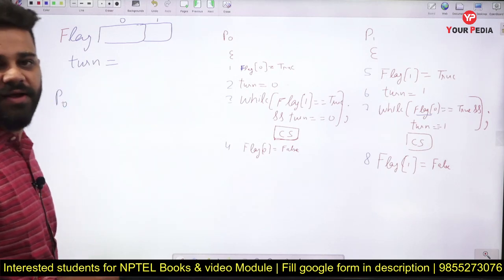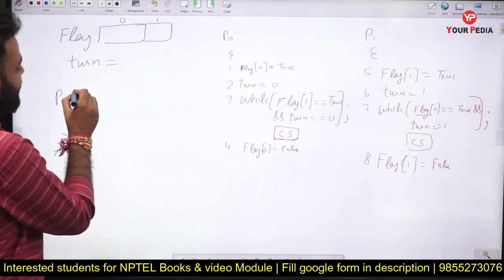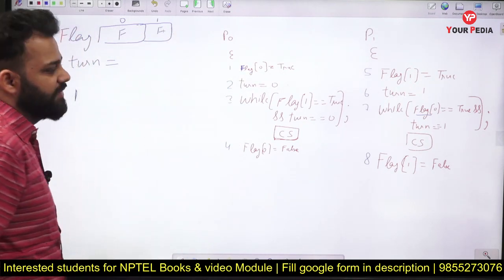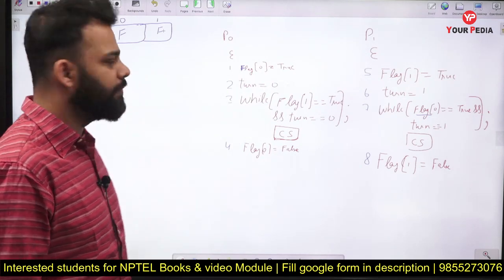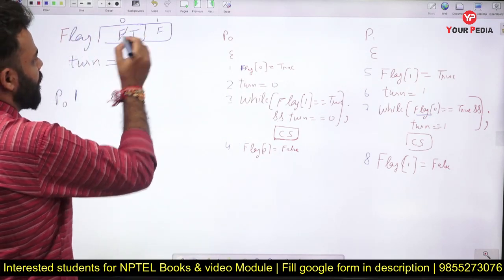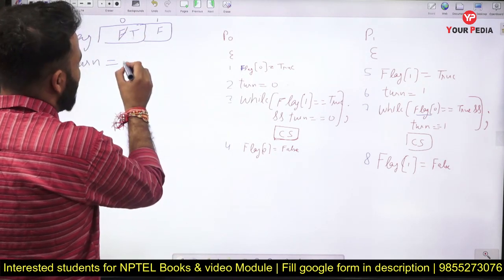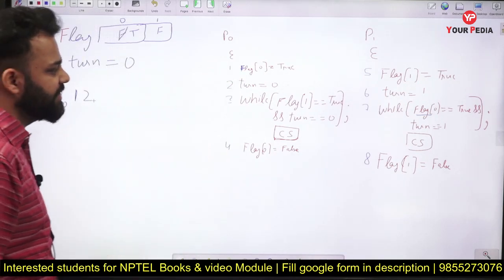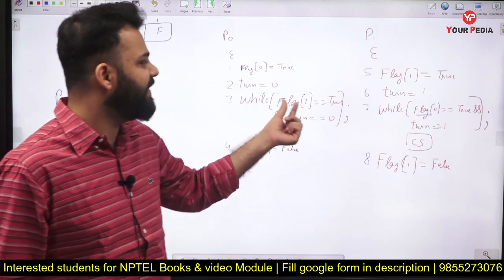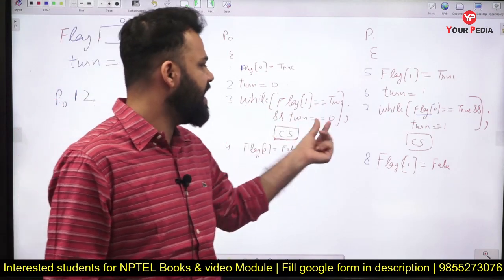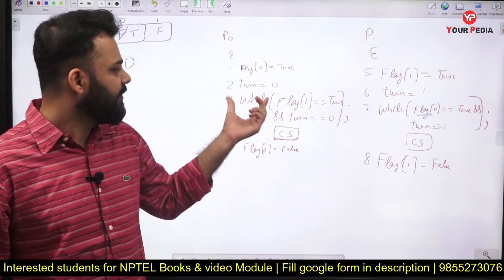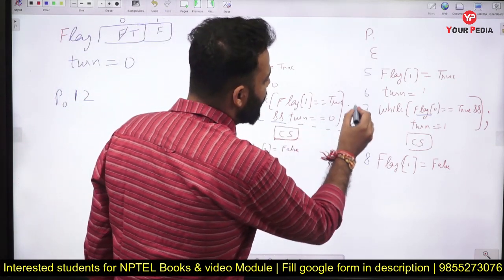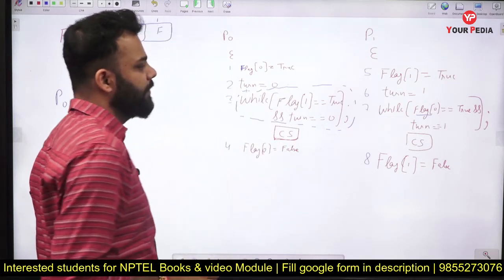P0 enters the critical section. On the first statement, initially the flag value will be false. So it makes the flag 0 as true and the turn variable as 0. So we have moved to the third statement. Now the third statement is while flag 1 equal to true and turn equal to 1. So it is a while loop, but it is used as a trap condition.